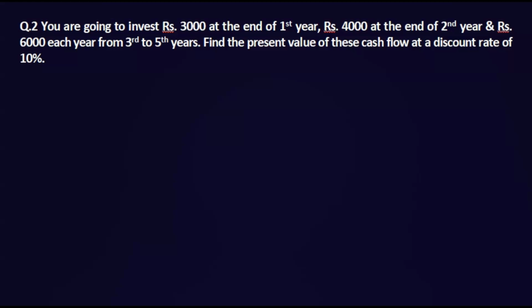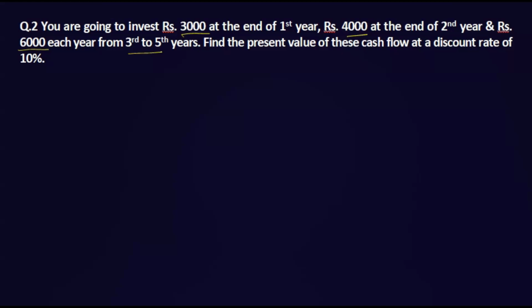In the previous question we saw the same amount each year, whether it is to be received or paid, that doesn't matter, but the same amount was there, 9,876, received every year for 7 years. Now here the amount which a person is going to invest is different. First year it is 3,000, second year it is 4,000, and third, fourth, fifth year it is 6,000. So it is different. Find the present value.